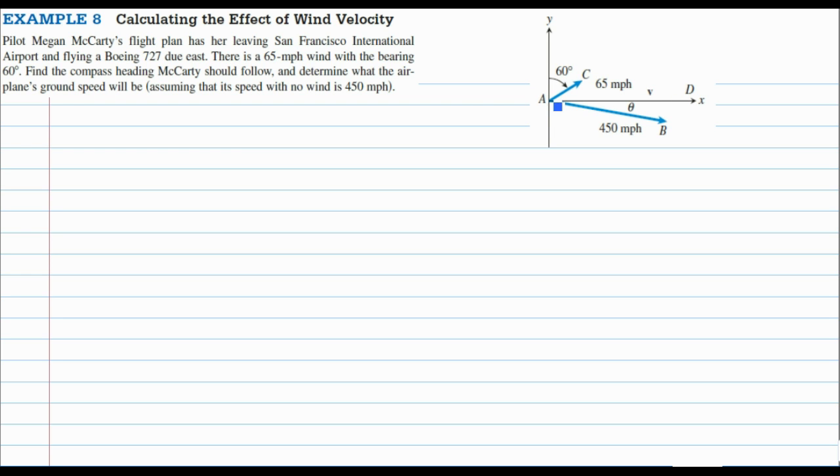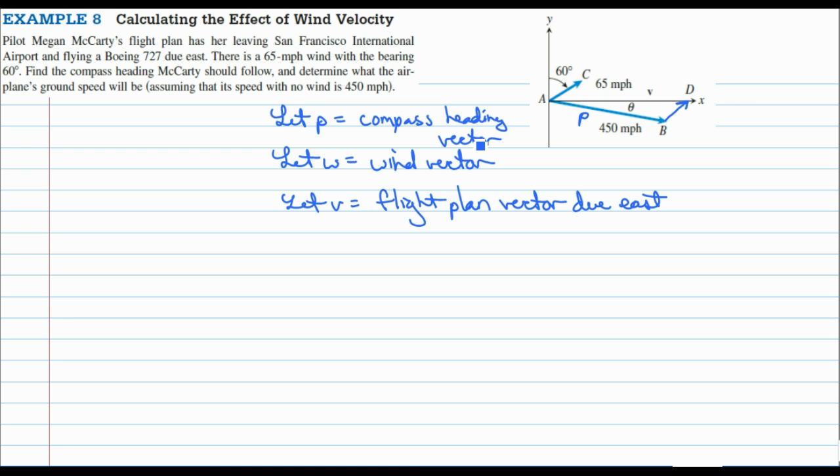Well, I'm going to move the wind vector to the head of our vector. That will create an equivalent vector that I can add to our compass heading vector. So when I add the two together, it should make our flight due east. I'm going to call P our compass heading vector, W our wind vector, and V our flight plan vector, that one's the due east vector.